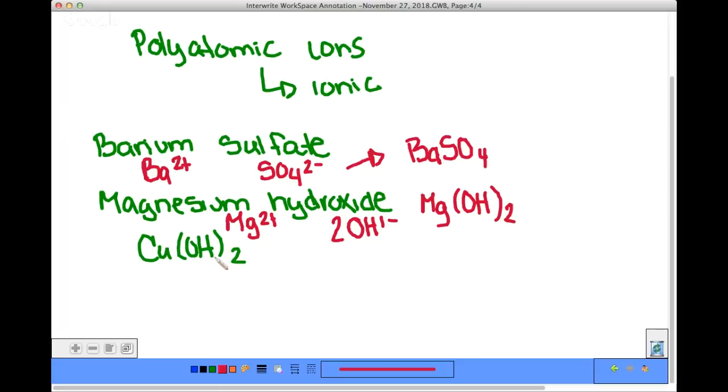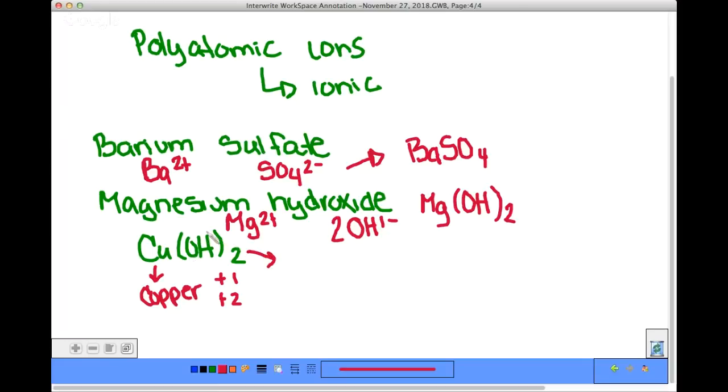Let's go down to this one right here. So here we have copper, and there's something very important about copper. Copper can have 2 different charges. It could either be a +1 or it could be a +2. When we write out the name, we need to reference what charge it is, and remember, we do that by having Roman numerals.